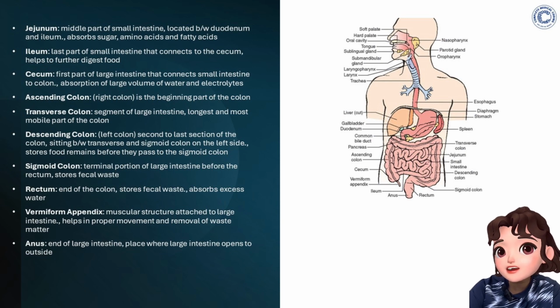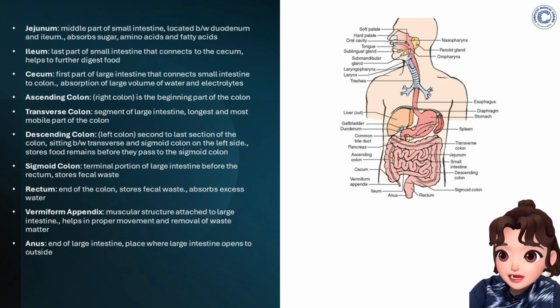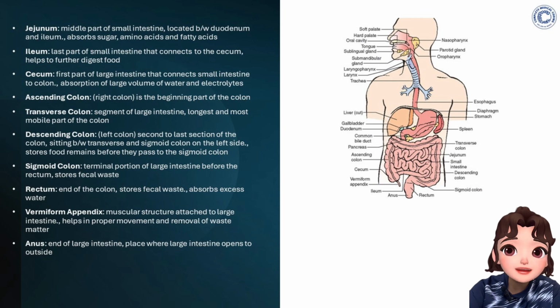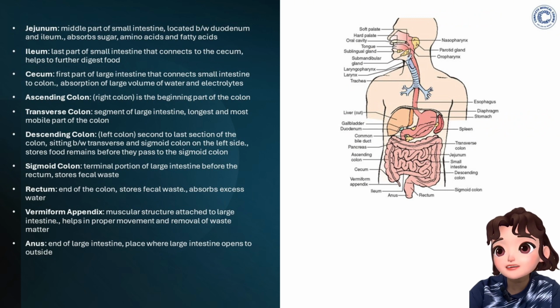Then there's a small organ called the vermiform appendix. The vermiform appendix is a muscular structure attached to the large intestine. It helps in proper movement and removal of waste matter. Then comes the anus. It's the end of the large intestine, the place where the large intestine opens to the outside for the disposal of fecal waste. So that's all about the digestive system. It's a very easy part and an easy human body structure.